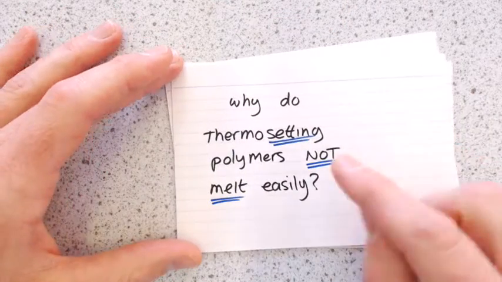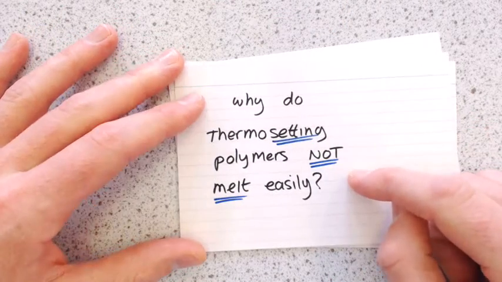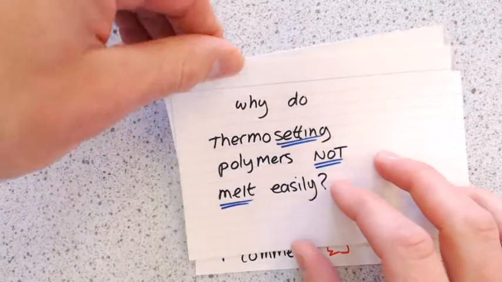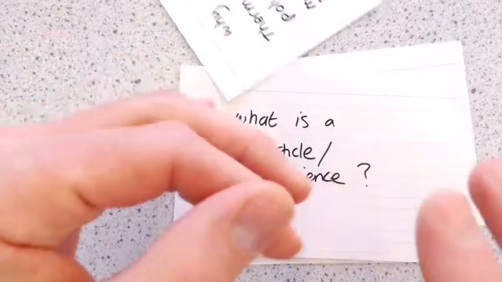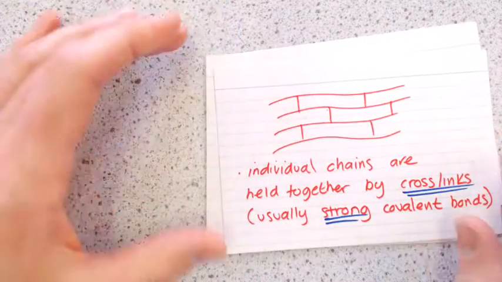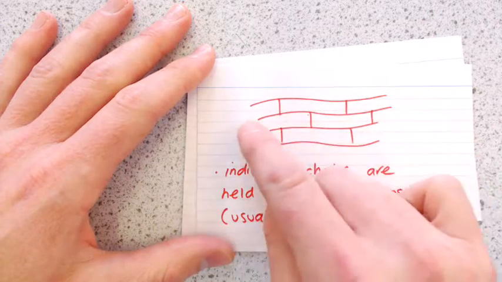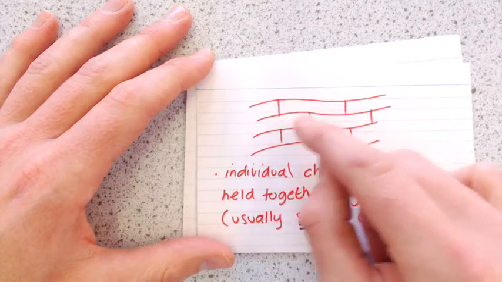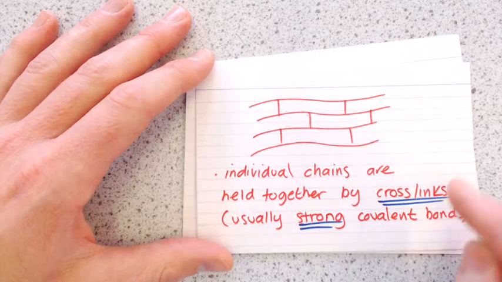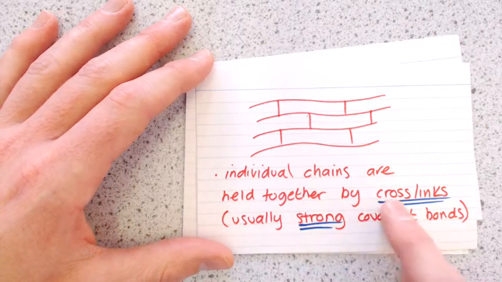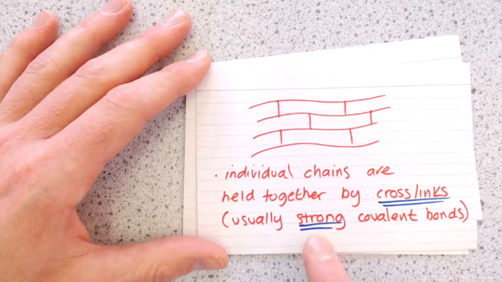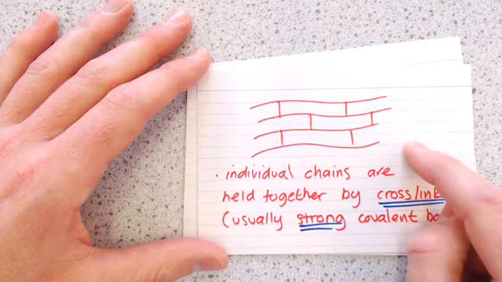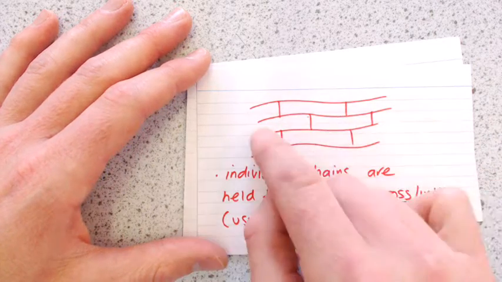Why do thermosetting polymers not melt easily? Thermosoftening do melt easily, thermosetting don't. The reason for that is again, the diagram. Here the individual chains are this time not as tangled up; they're neatly arranged, but between each layer there are bonds. The individual chains are held together by what are called cross links, and usually these are strong covalent bonds. So this is almost getting into the realms of being what's called a macromolecule. You have these strong bonds between the layers.